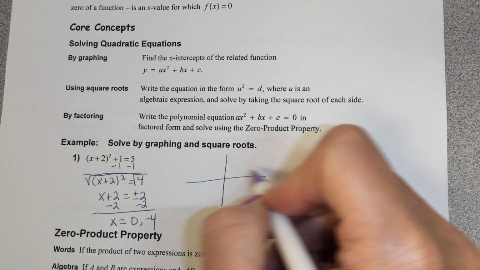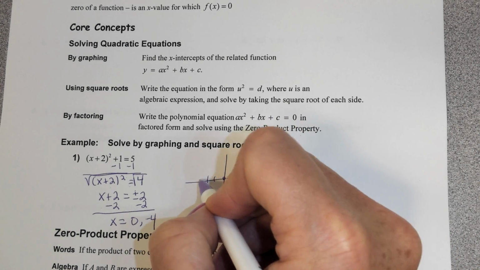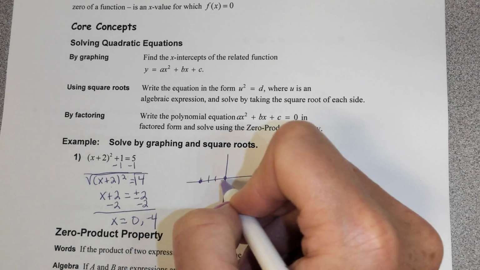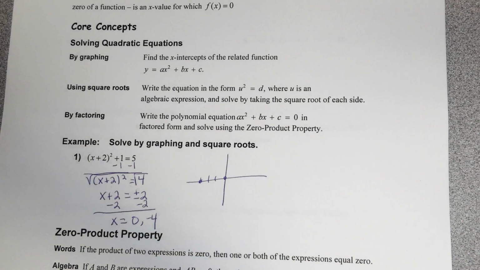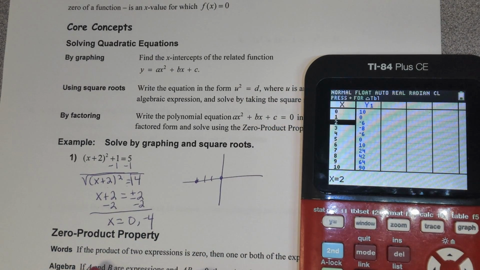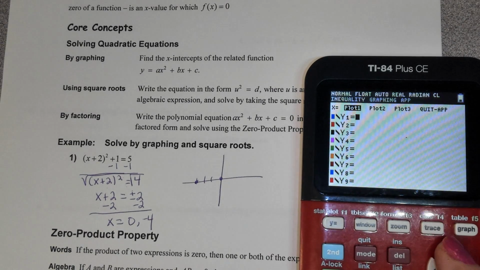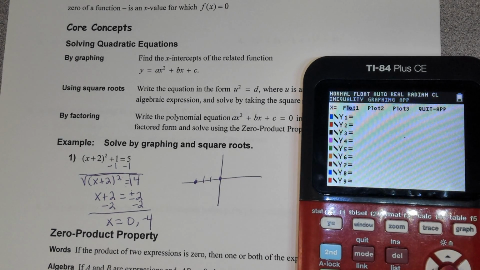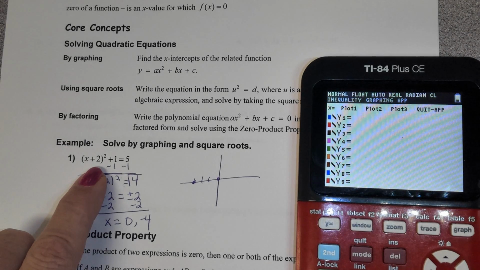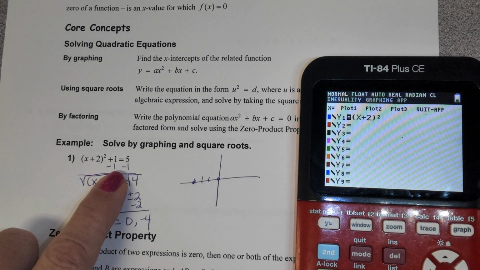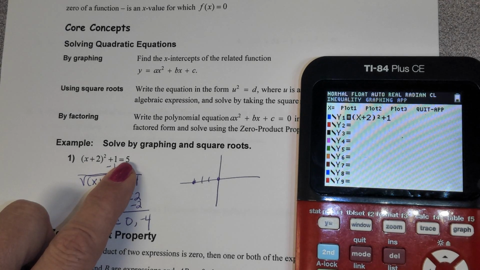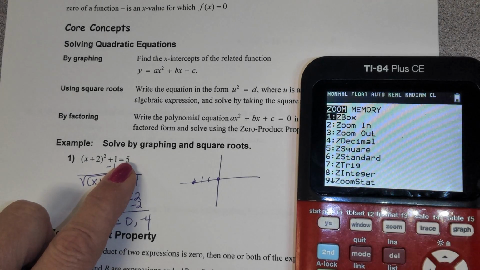So 0 and negative 4 are going to be our solutions. If 0 and negative 4 are our solutions, that also means that's where we have the x-intercepts. If I wanted to check this, I could go to y equals, and I could put this in. I could put in (x plus 2) squared plus 1, and then I can put in the number 5. I do a zoom 6.